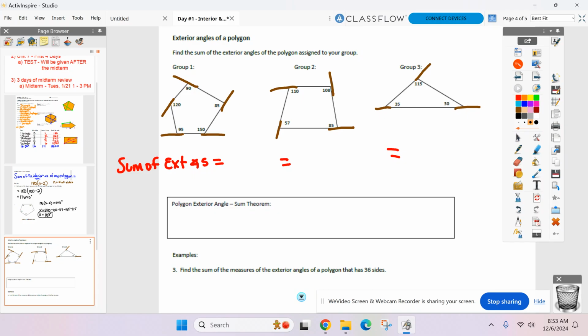Take a peek around. Everyone in your groups got the same sum of their exterior angles. Group 1, what did all your exterior angles add up to? 360? Yes, indeed, they all added up to 360. Group 2, what did yours add up to? 360 again.